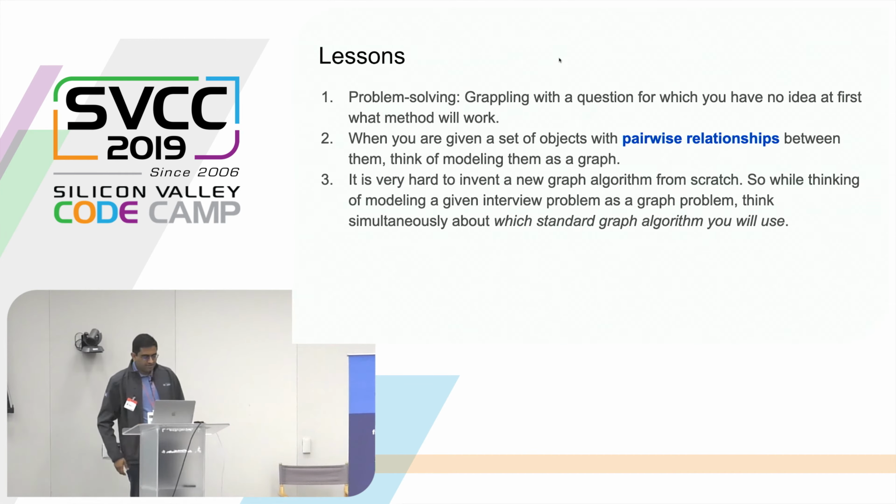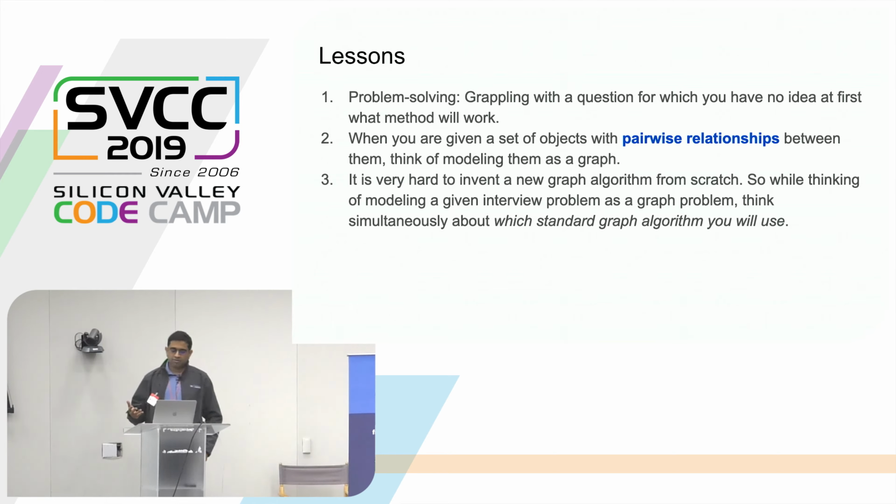So there are three broad lessons that we learn from going through that kind of analysis. The first lesson is in problem solving. Given a question that you haven't seen before, and a question for which you have no idea what method to use to solve it. Remember that there were no graphs in Euler's time. He had to pretty much come up with a new way of looking at things from scratch. How do you go about solving these kinds of questions? So Euler's analysis provides us useful tips in problem solving.